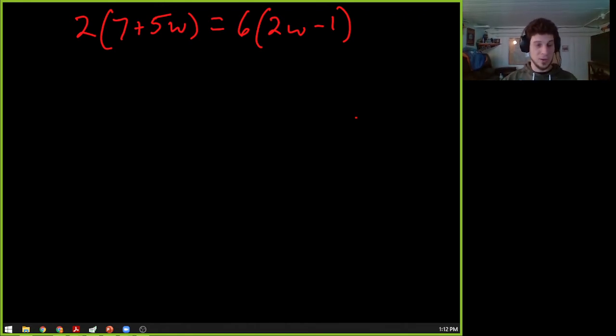Before we even go messing around with our equation here, I'm going to simplify it by using the distributive property. So if you're not aware of what that is, we can distribute this 2 to each of the numbers inside of our parentheses. So it's the same as 2 times 7 plus 2 times 5w. So if we write that out, our new left side would look something like this. 2 times 7 is 14. 2 times 5w is 10w. So now we've removed that 2 and the parentheses. We've distributed it to the inside of the parentheses.